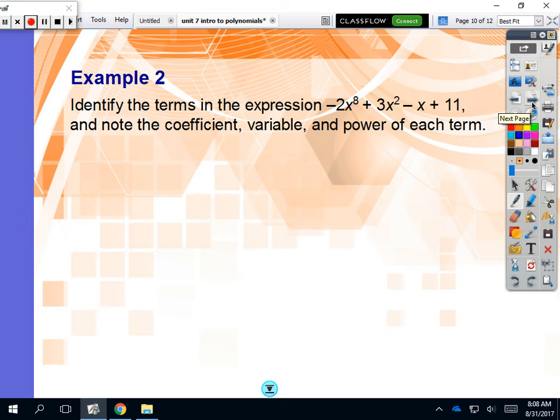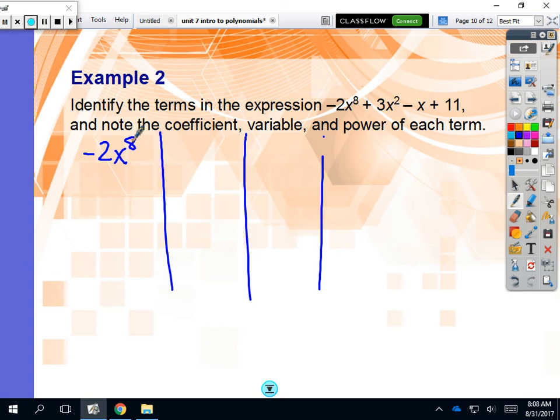For example 2, we've got the expression negative 2x to the 8th plus 3x squared minus x plus 11. Coefficient, variable, and power of each term. So I'm just going to make a column. So the terms are negative 2x to the 8th, 3x squared, negative x, and 11.